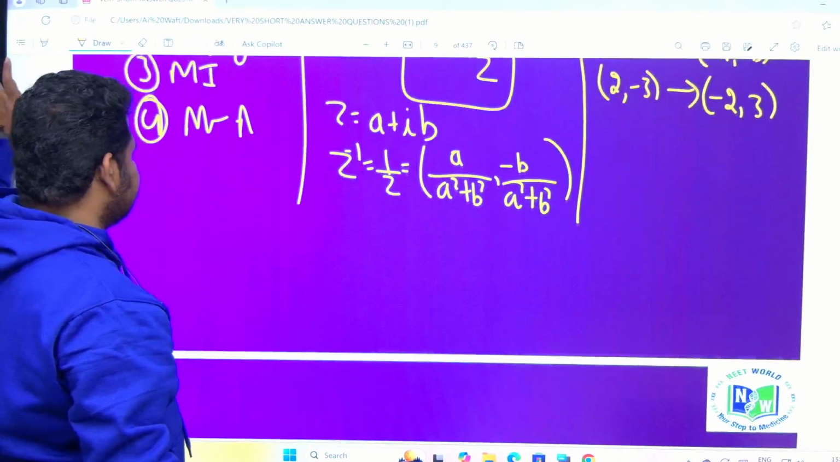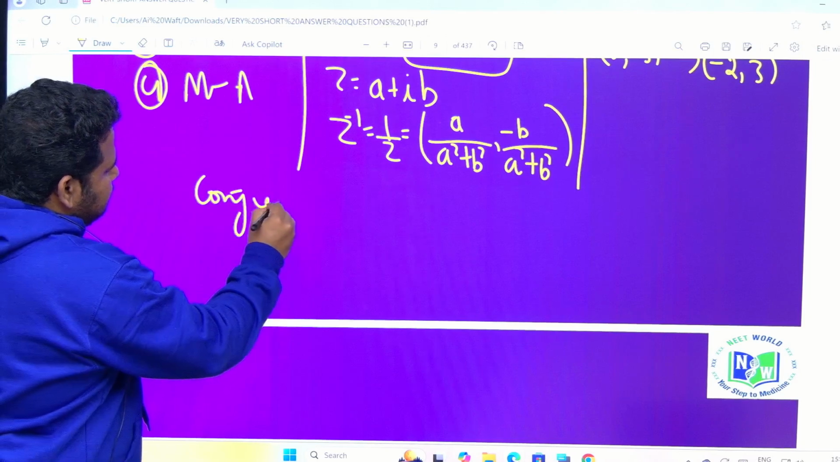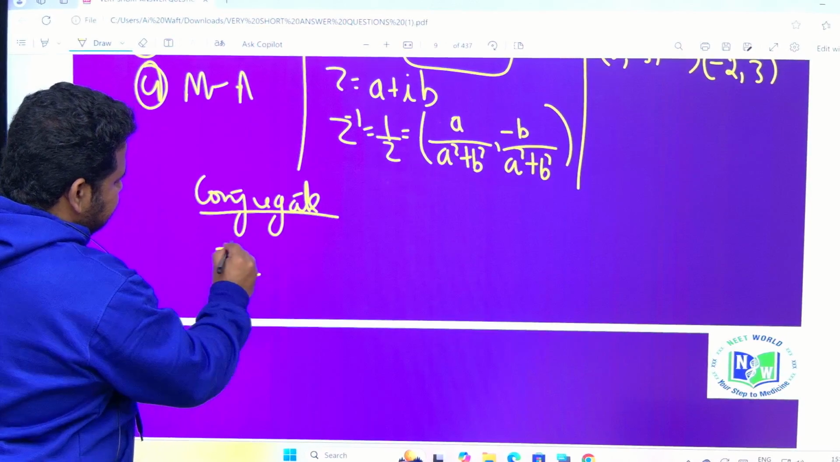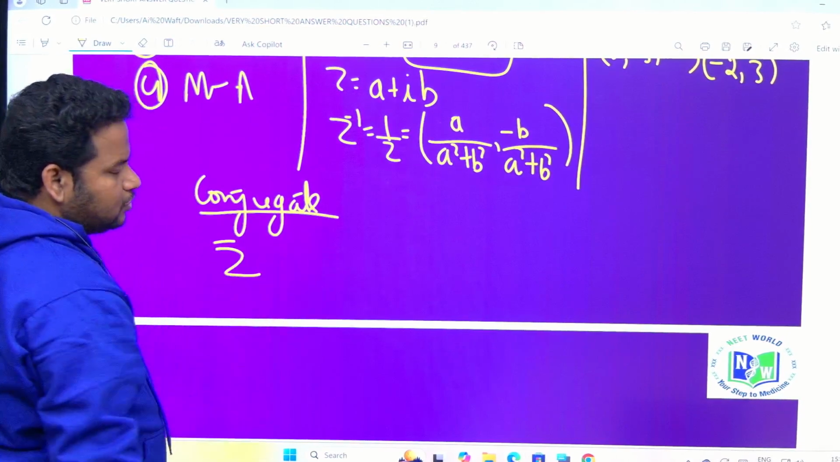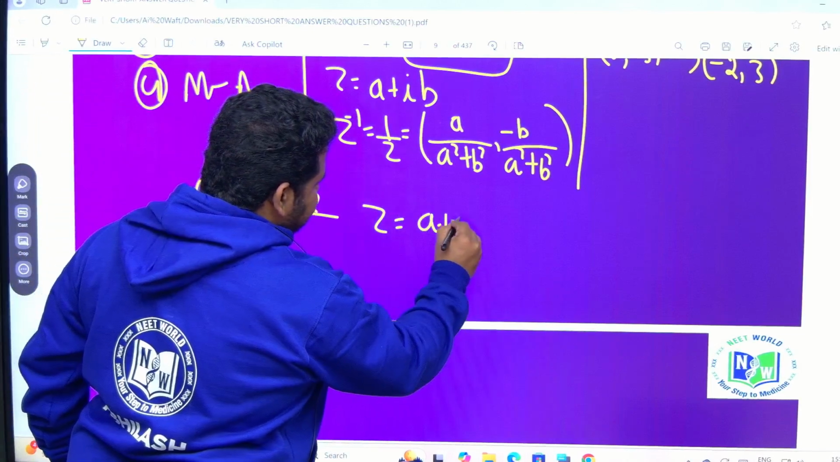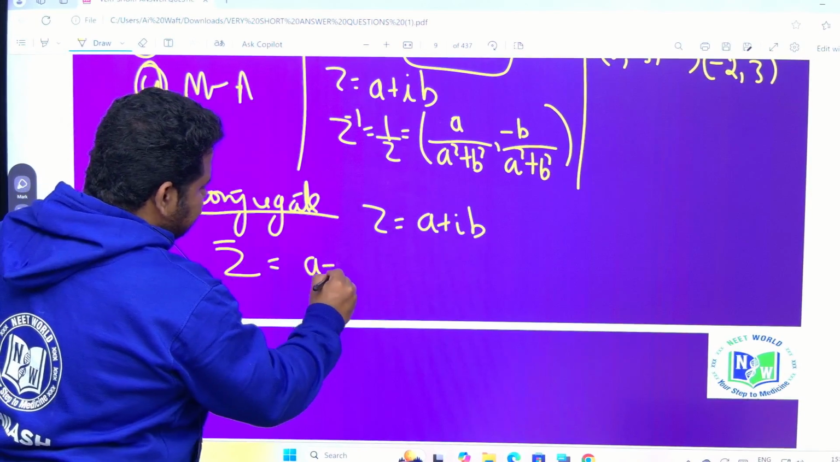What do you mean by the conjugate of a complex number? We represent the conjugate by Z bar. If Z is the complex number, Z bar is called its conjugate. Suppose Z is given by A plus iB, then Z bar will be equal to A minus iB.